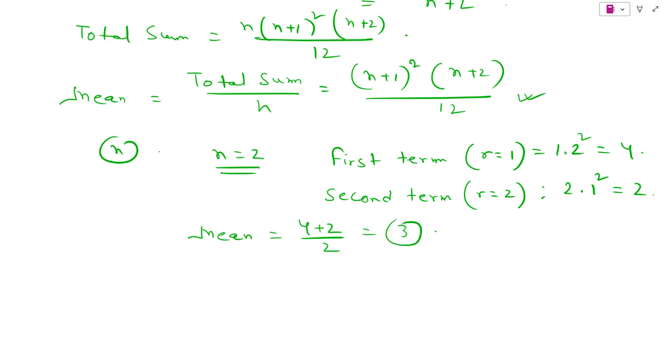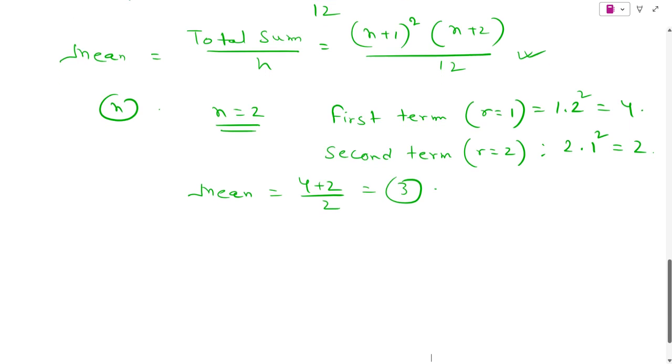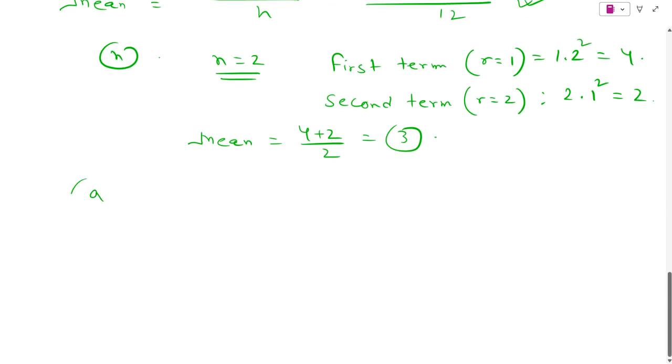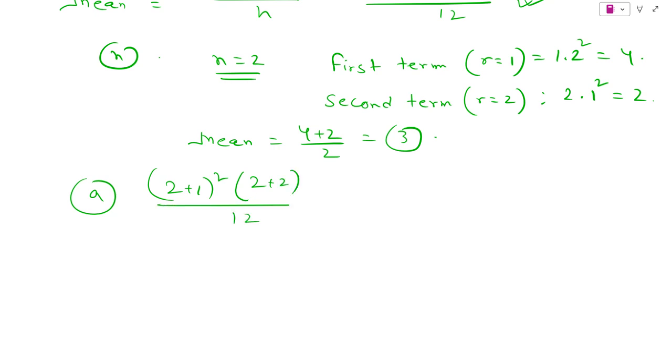This is 3. Now let's plug n equal to 2 into the given options to see which one yields 3. Okay, what was option A? Option A was (2 plus 1) whole square into (2 plus 2) by 12. So this is 3 square into 4 by 12, so this is 36 by 12. This is 3. This is a perfect match.